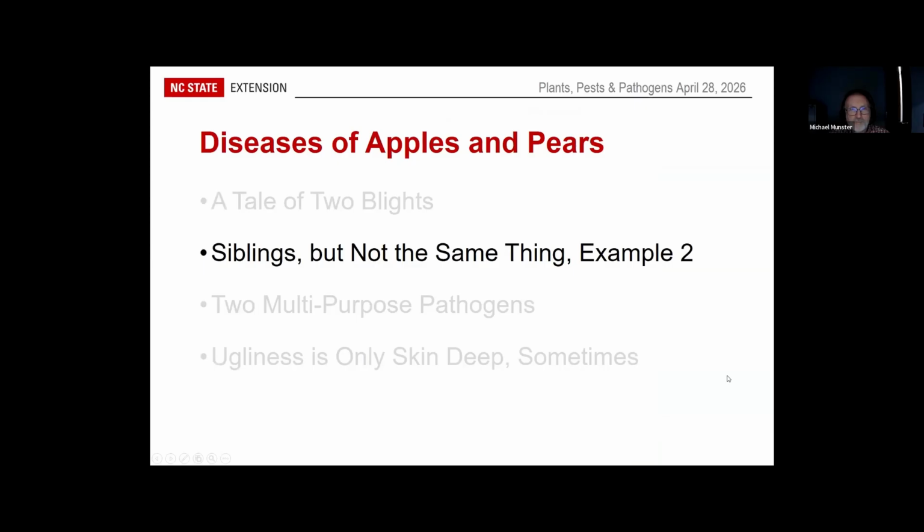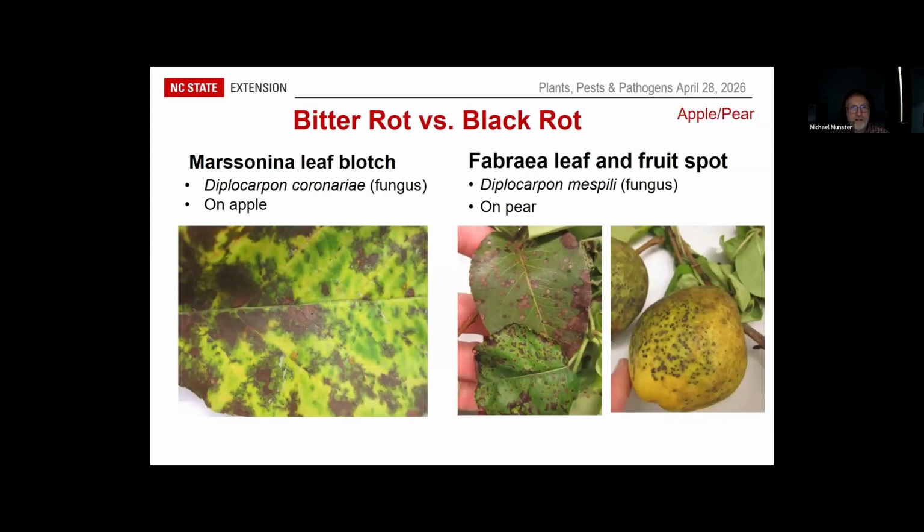Another example of siblings but not the same thing would be Marssonina leaf blotch and Fabraea leaf and fruit spot. So the Marssonina does occur on apple. I'm not sure actually if it occurs on pear, but we think about it on apple. It is a fungus, Diplocarpon coronariae, and you notice the irregular kind of edges on these particular leaf spots, along with yellowing, you can get defoliation. And if it reminds you of black spot on rose, that's a good thing because, yes, this is a similar fungus to the one that causes black spot on rose.